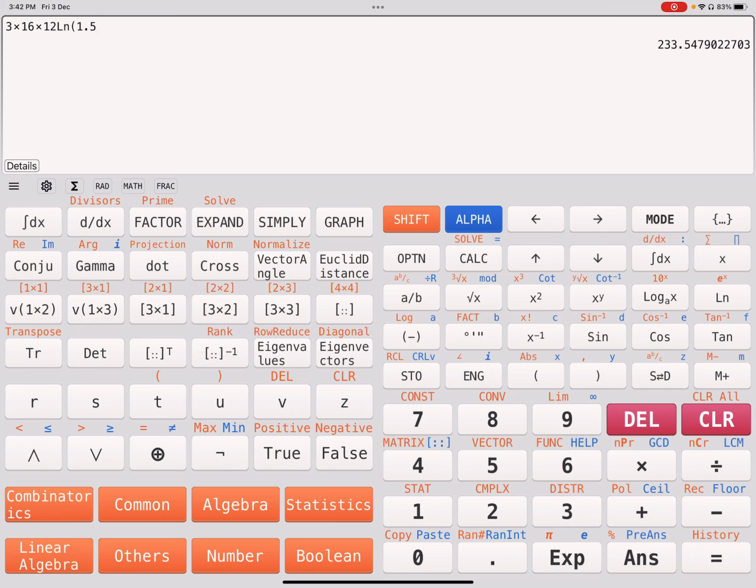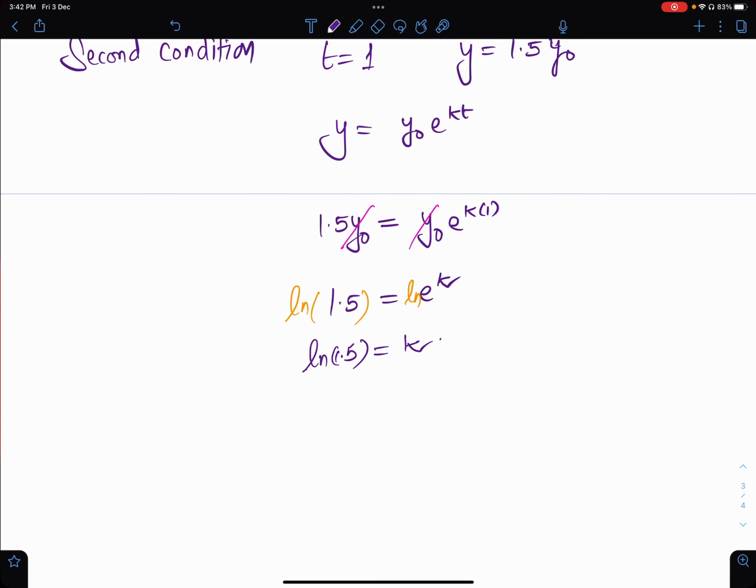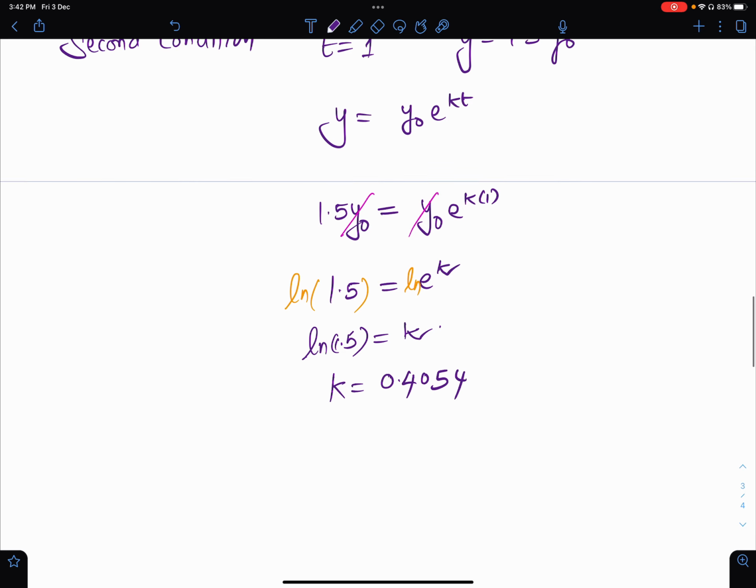Ln 1.5. Oh, already there are a lot of numbers. So ln 1.5. Okay, so what do you get? 0.4054. So k is equal to 0.4054. Always write four decimal places, so that is better.